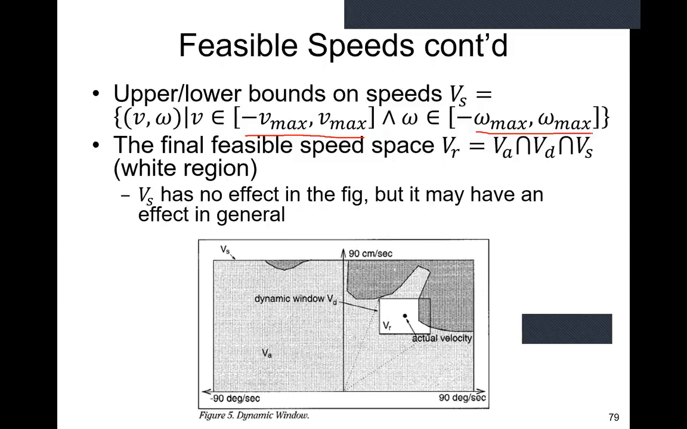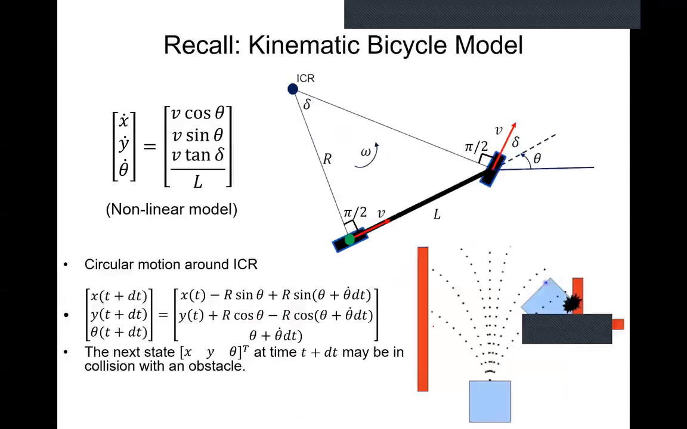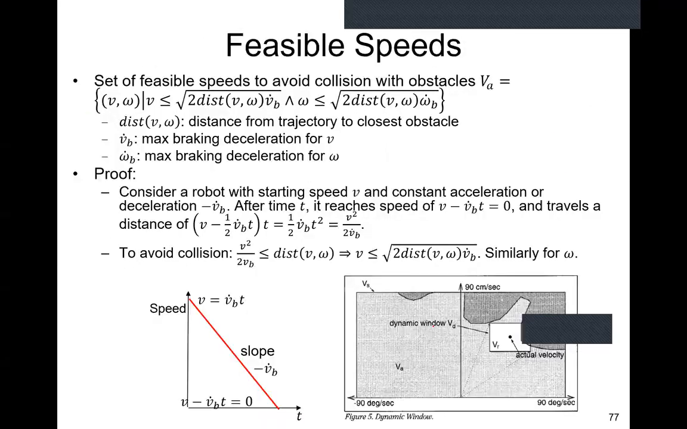So by combining the three: VA, if you recall, is to avoid collision with obstacles. So VA is this gray area, except removing the dark areas. That's the collision area.